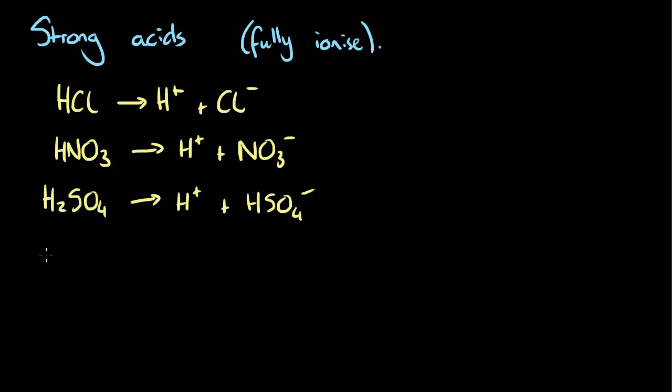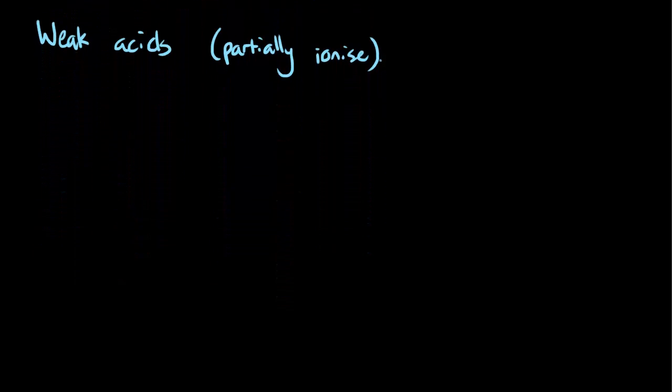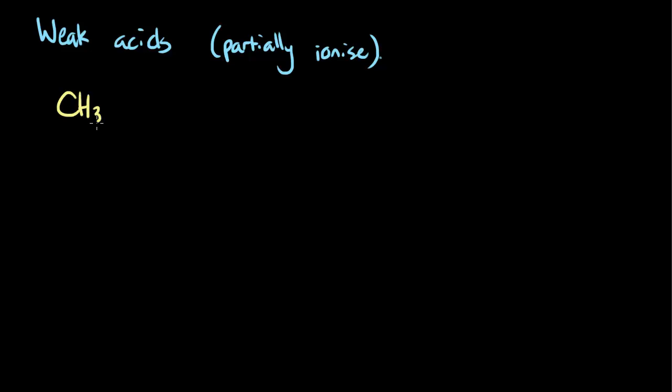You can also have some weak acids, and these are ones that partially ionize. Examples of weak acids, the number 1 example which frequently appears is acetic acid. Acetic acid undergoes a reversible reaction, which means that these products, the hydrogen ion and the acetate ion, can react together again to form acetic acid.